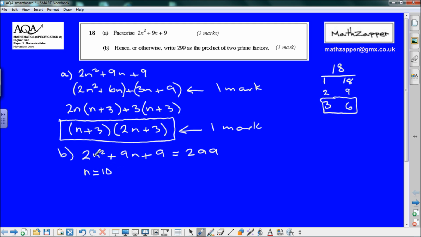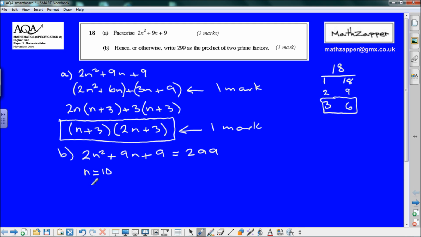So n squared, 10 squared is 100. 2 times 100 is 200. 9 times 10 is 90, plus 9, 299. So therefore we found a value for n. Now we're going to use our final part of our answer on part A. We're going to replace the n with 10.